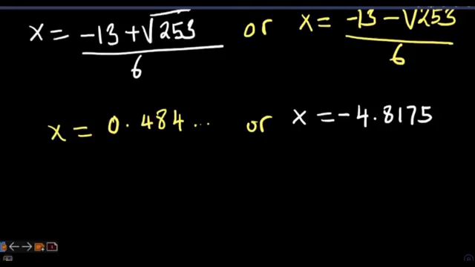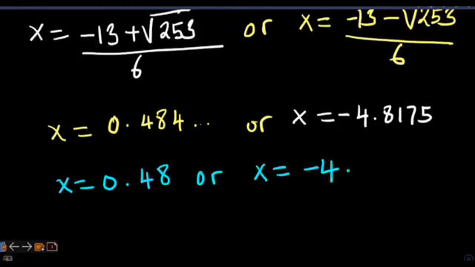Now, according to the instructions of the question, we are supposed to leave our answer correct to 2 decimal places. So x equal to 0.48 or x equal to negative 4.82. So these were the answers to this question. Make sure that you go through, you punch properly on the calculator, and see if at all we are going to get the same values.